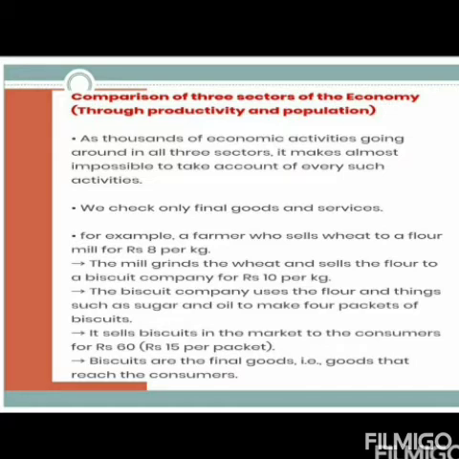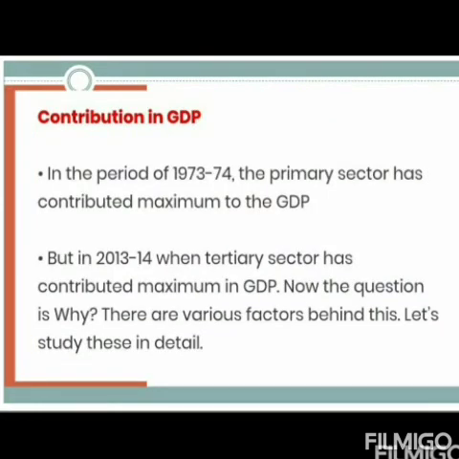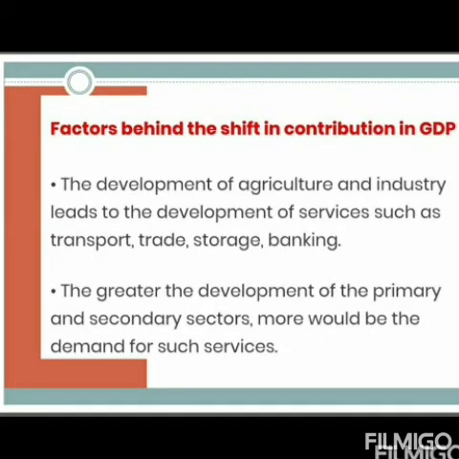So, calculating the final goods and services in each sector during a particular year gives the total production of the sector for that year, and we call it GDP, Gross Domestic Product. It is the value of all final goods and services produced within a country during a particular year. Earlier, the primary sector was contributing the maximum to the GDP, but with the changing scenario, now the tertiary sector contributes more because of its growing demand. The greater the development of the primary and secondary sectors, the more would be the demand for such services.